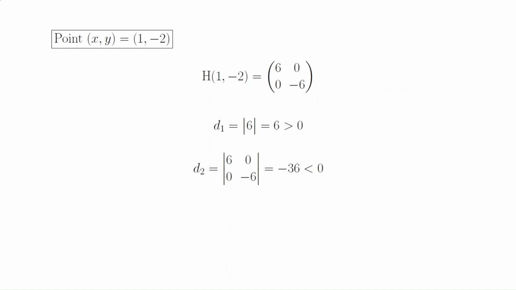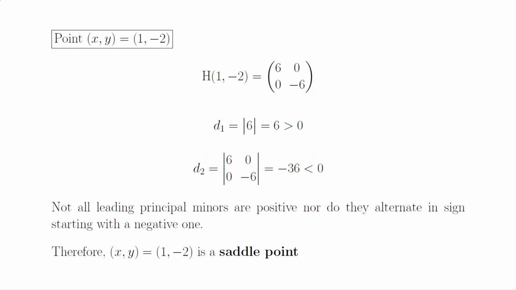Now consider the point 1, -2. The Hessian matrix evaluated here looks like this. The first leading principal minor is 6, which is positive, and the second leading principal minor is equal to -36, which is negative. Don't be confused by the fact that the signs alternate, because the condition for having a local maximum requires that the first leading principal minor be negative. And we have the opposite. This is actually another saddle point.